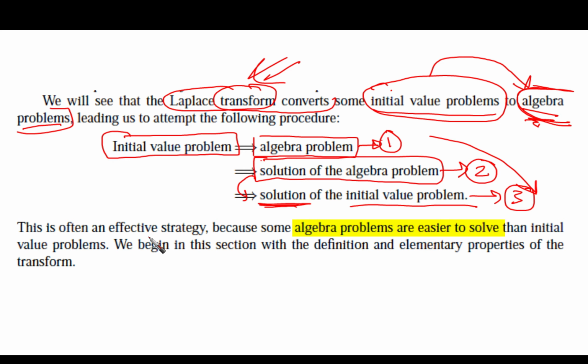This is often an effective strategy because some algebra problems are easier to solve. As we said, it is easier for us to solve the algebra problem, as we're going to see now, than initial value problems. We begin in this section with the definition and elementary properties of the transform. This video is dedicated only to some definitions and elementary properties. Maybe from the next lecture, we're going to talk about how we can transform between the IVP and the algebra problem.